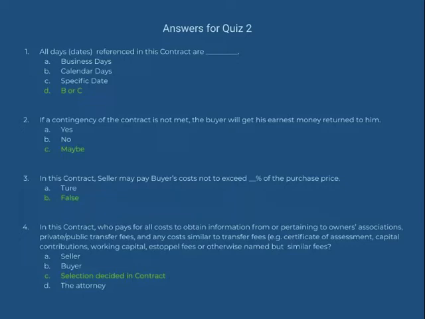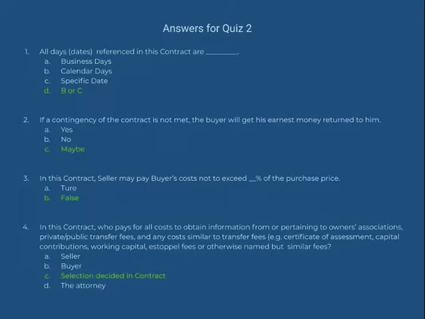So maybe just because we think the buyer should get the earnest money or the seller should get the earnest money, it doesn't matter what we think. In this contract, seller may pay buyer's costs not to exceed blank percent of the purchase price. This is false. Remember, there's a dollar amount, not a percent.